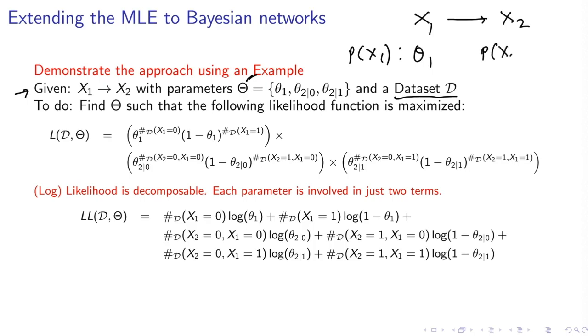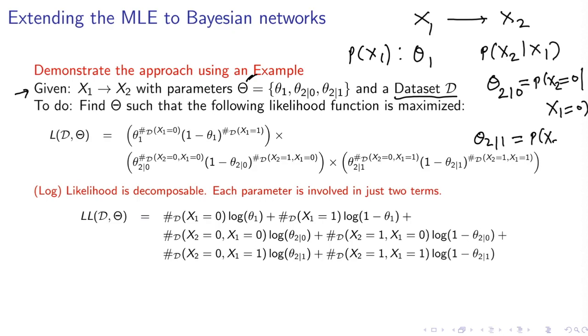So for P of x2 given x1, we have two parameters. One parameter is theta of 2 given 0, which is nothing but P of, let's say, x2 equals 0 given x1 is equal to 0. And the second parameter is theta of 2 given 1, which is nothing but P of x2 equals 0 given that x1 is equal to 1. Okay, so this simple Bayesian network over two variables has three parameters associated with it.